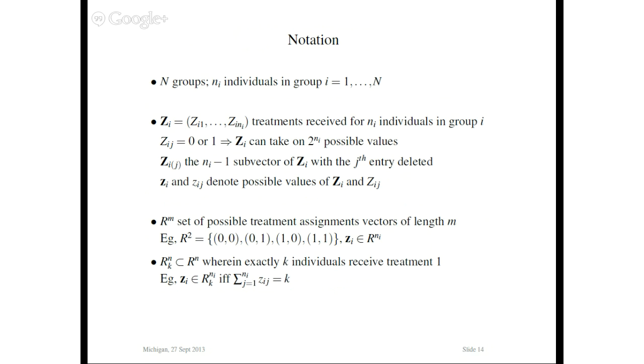Little z's denote realizations of big Z's. And then the z's will live in R^m, which is just the set of all possible treatment assignment vectors of length m. So R^2 would be 0,0, 0,1, 1,0, 1,1. And R^n_k is just the subset of R^n where exactly k individuals are receiving treatment. So if you've got a vector in R^n_k, it's of length n, it's got all zeros and ones in it, and it's got exactly k ones.